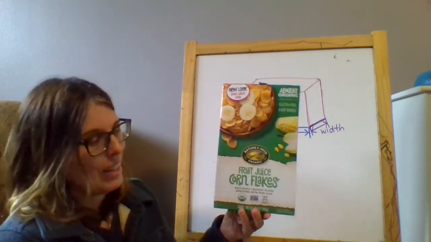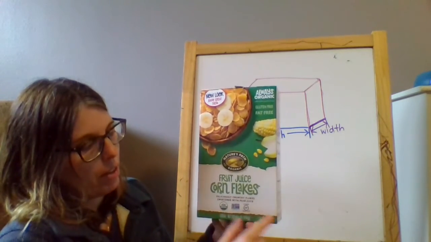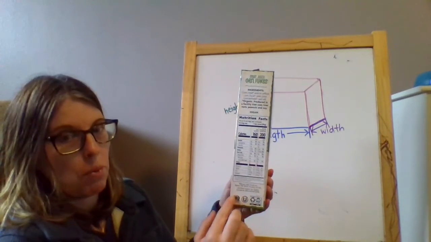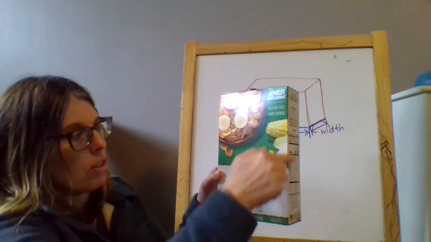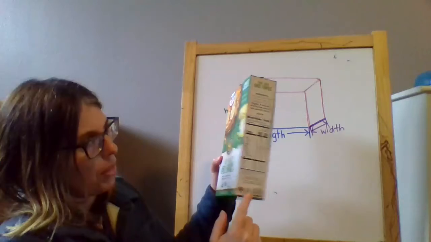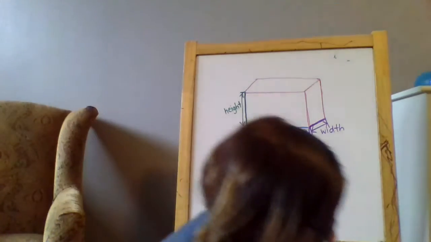Okay, let's look. Length is how long it is, the length. The width is how wide it is. So this is how wide it is. The height is how tall it is. So length, width, height. Let's try it on another box.